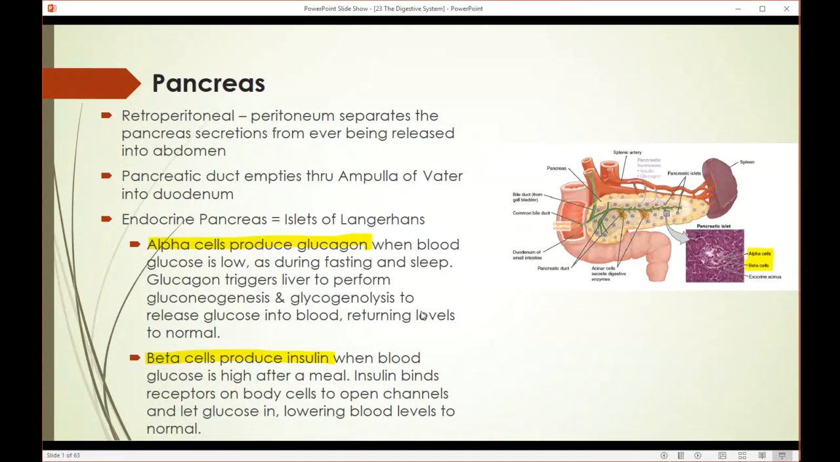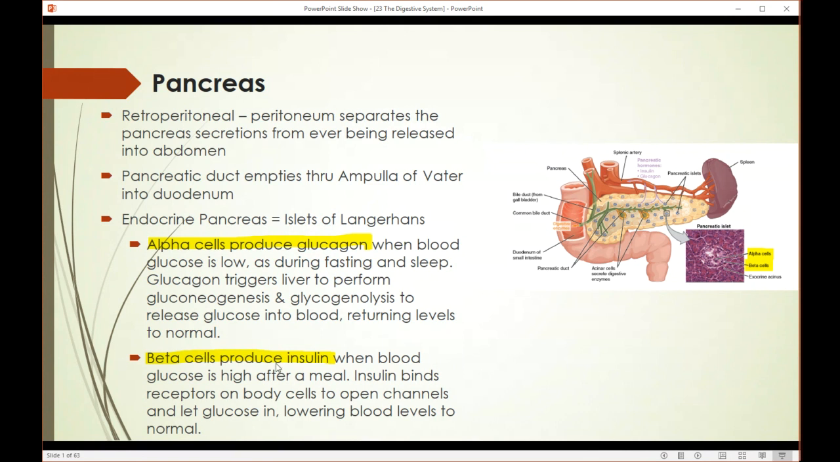We have the alpha cells that are producing the glucagon. We have that when our blood glucose is low. Okay. Glucagon triggers the liver to perform gluconeogenesis and glycogenolysis, right? So if you think about it, when you're fasting and you don't have enough sugar in your blood, we can do gluconeogenesis. That means that we're going to take our fatty acids and our amino acids and bind them together so that we can form glucose. Okay? And then we can also do glycogenolysis. Remember, glycogenolysis is when we break apart glycogen into glucose.